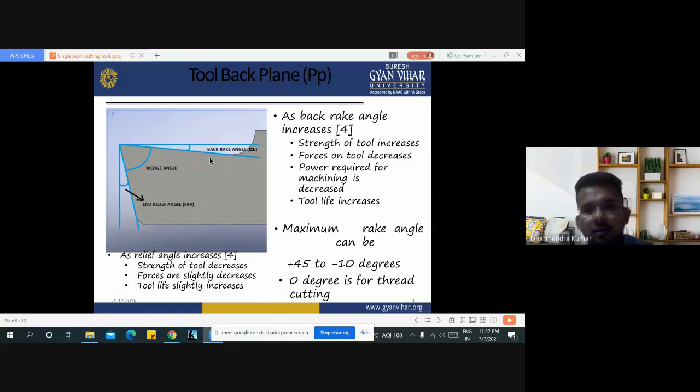Here if we increase the relief angle, then the strength of the tool decreases, forces are slightly decreased on the single point cutting tool, and tool life slightly increases, but not as much as the increase with the back rake angle.